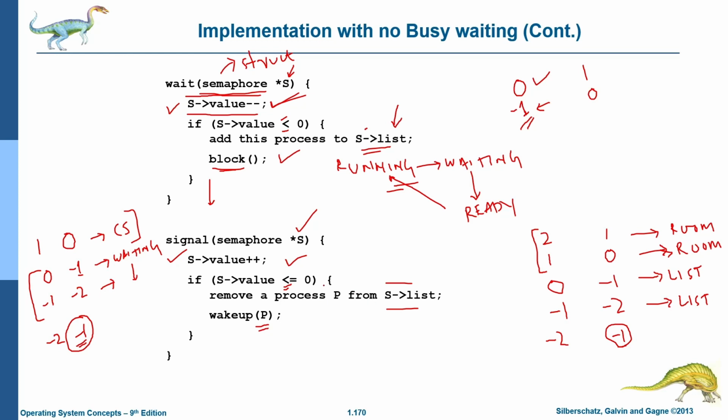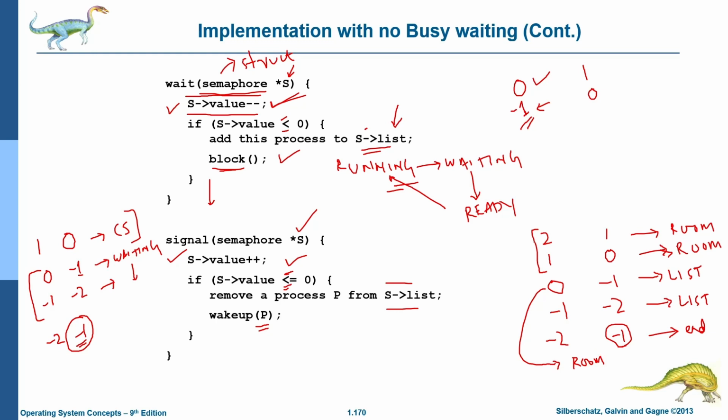The less than equal to 0 basically signifies that one or more than one processes are waiting in the list. So now this process will end, but the first waiting process will now enter the room. Now there are 2 processes in the room again. It goes on like that.